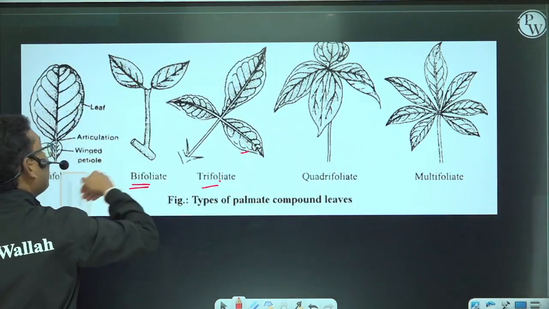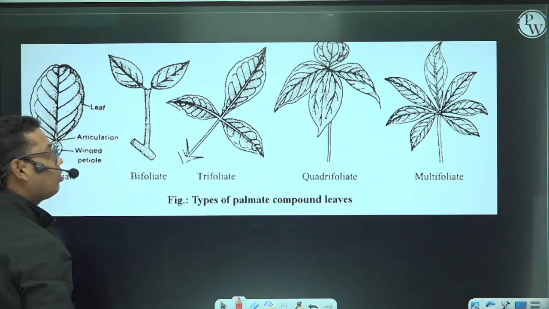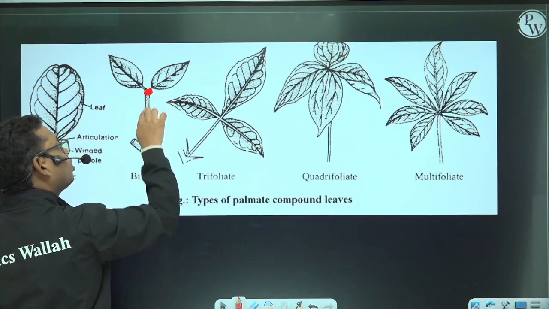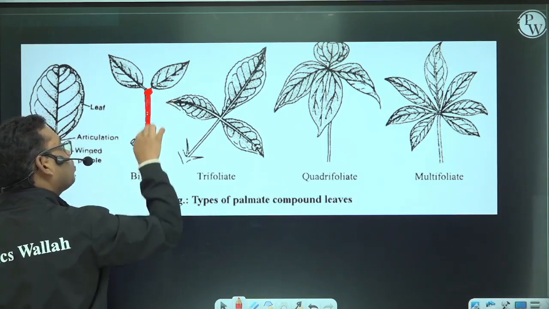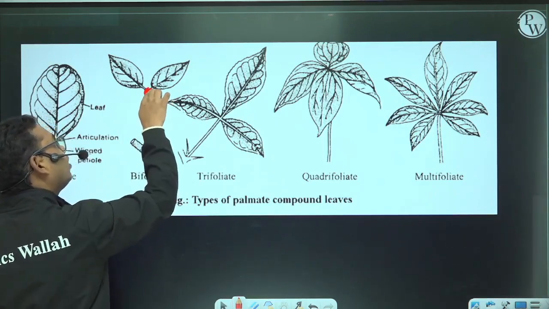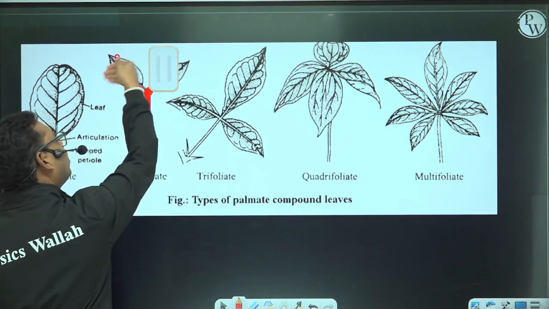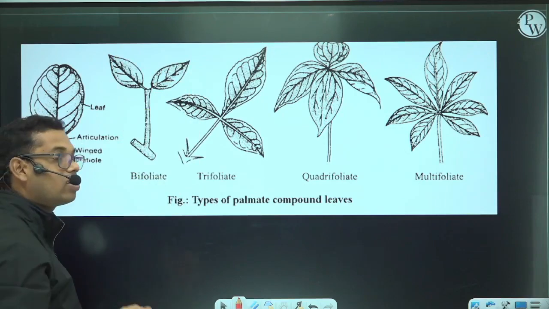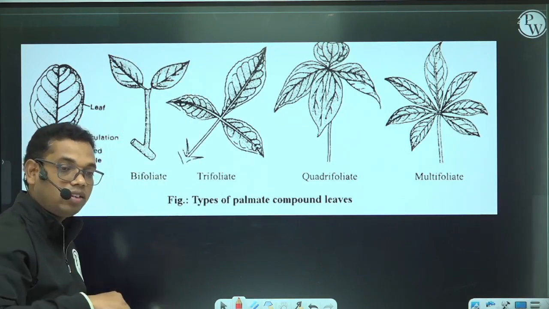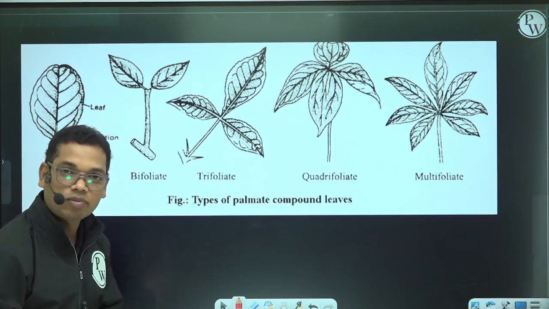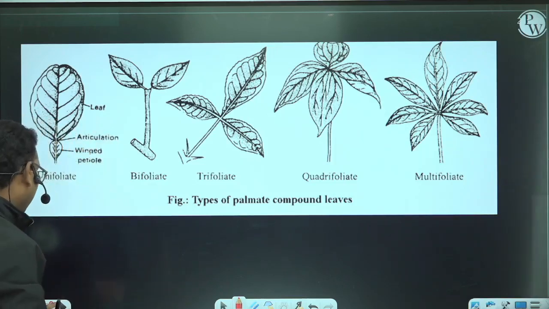So what is the difference? In case of palmately compound leaf, the leaflets develop at the tip of the petiole. This part is the petiole, and this is the tip of the petiole. So at the tip of the petiole, leaflets are developing. But in case of pinnately compound leaf, the leaflets develop at either side of the primary axis or the branches of the primary axis. Fine. So this was about types of leaves.